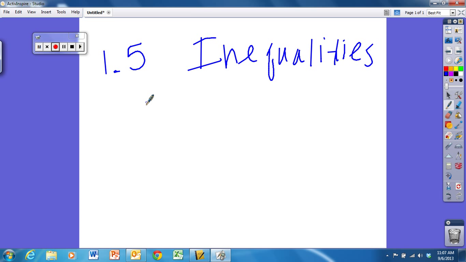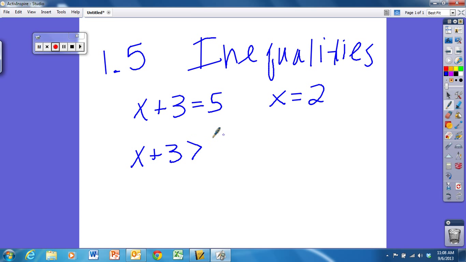Now you know if you have an equation like x plus 3 equals 5, it has exactly one solution, x equals 2. That's it. It's the only solution to that equation. But as soon as you turn it into an inequality and you say x plus 3 is greater than 5, then you say x is greater than 2, and it now has infinitely many solutions. There are infinitely many answers that make this sentence true. For instance, any number greater than 2.